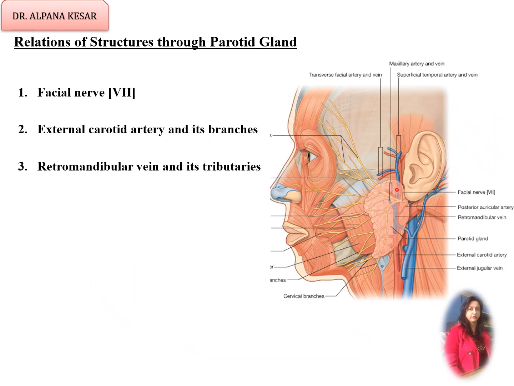Other than the structures related to the borders and surfaces of the parotid gland, there are three structures which pass through the substance of the parotid gland and form a clinically important relation with the parotid gland. These structures are the facial nerve and its 5 terminal branches, external carotid artery and its terminal branches, and retromandibular vein.